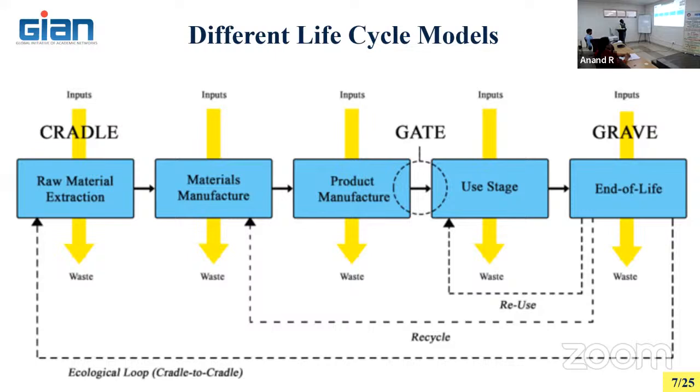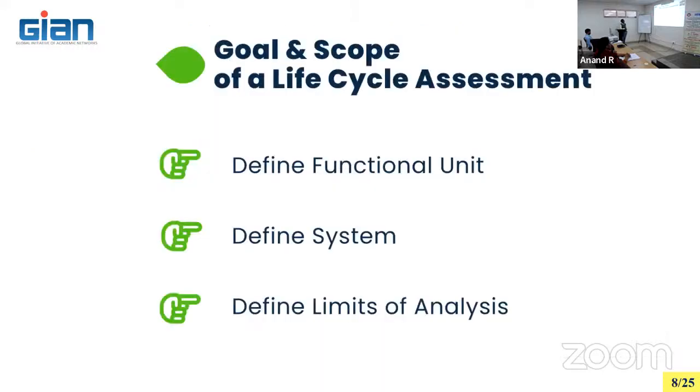To start from cradle to grave, you go from the raw material extraction to the material manufacture, then product manufacture, then use stage, then the end of life. So you are going to come across different steps to attain the final grave. So much of inputs and outputs are involved. You take all the inputs and outputs accordingly. Then if you give it to the life cycle model, you will get the proper outcome. The goal and scope of a life cycle assessment: define the functional unit, define a system, define limits.